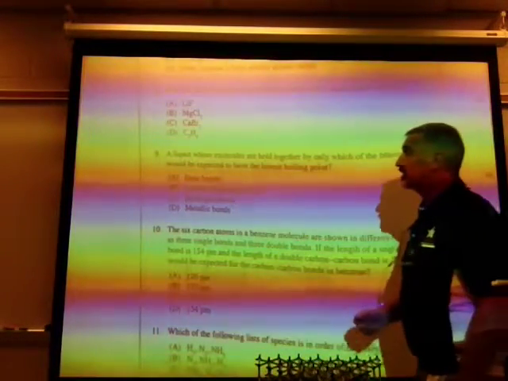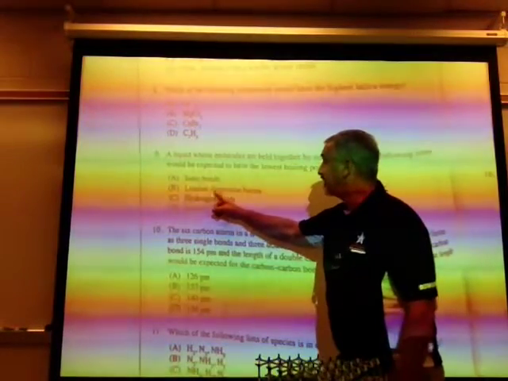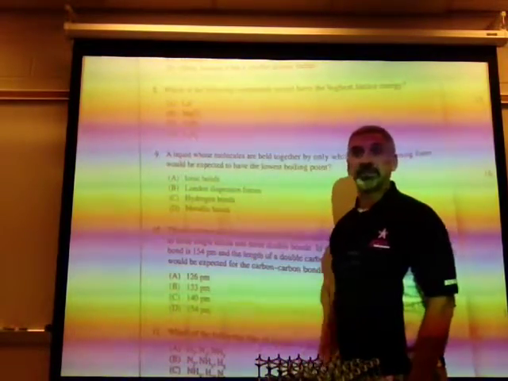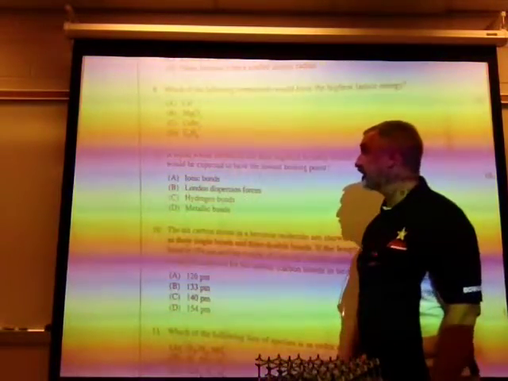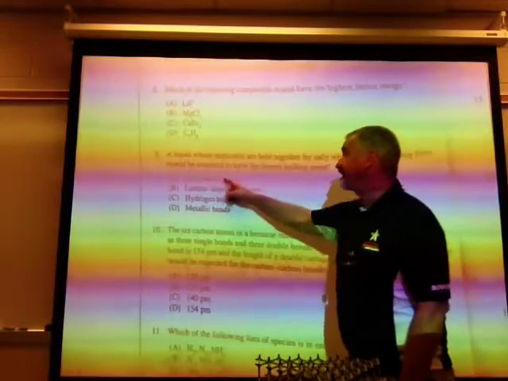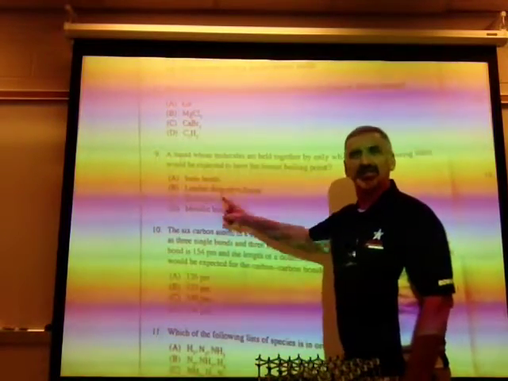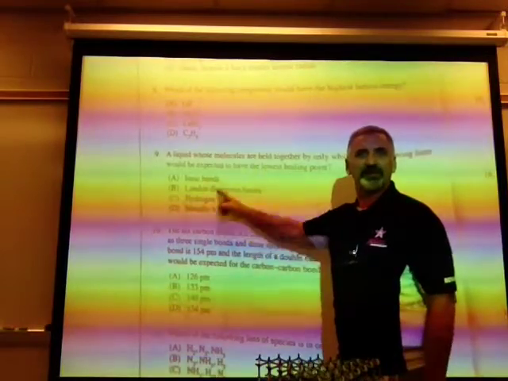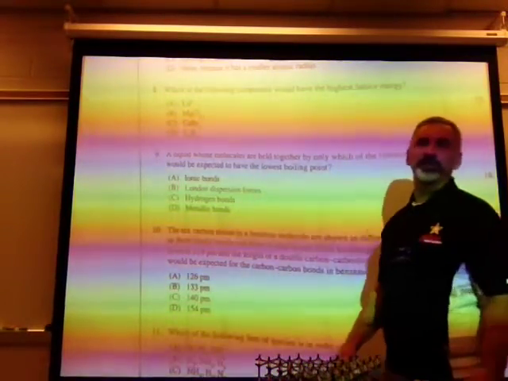So, which one's going to be the weakest? Ionic, London, hydrogen bonds, metallic bonds? London. Which is going to be the greatest? Ionic. And between these, ionic and metallic, you're not ever going to have to compare those. Those will both kind of be, depending upon which metal it is. Because tungsten has a super high melting point, which means it's got super strong attractive forces.